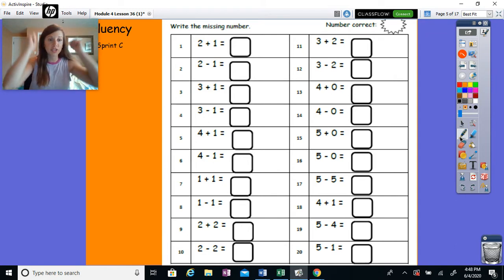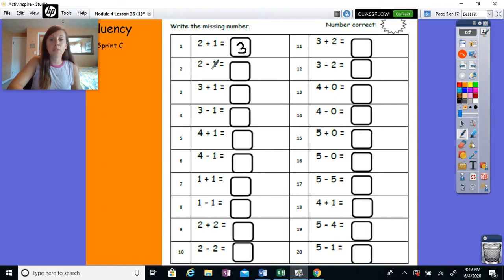So math caps on. Okay, we're not going to do all of these. We're just going to do some, and it's mixed up. There's some adding and some subtraction. 2 plus 1 equals 3. And I'm using my fingers to help me. 2 minus 1 equals 1. 3 plus 1 put together equals 4.